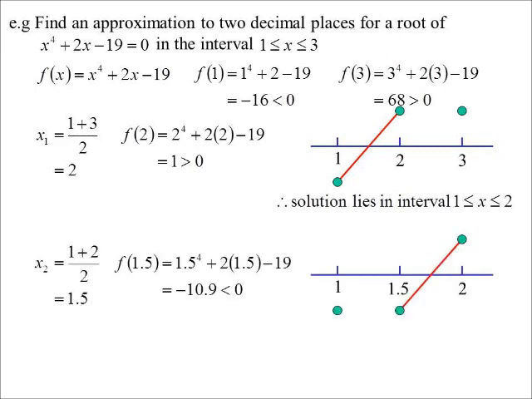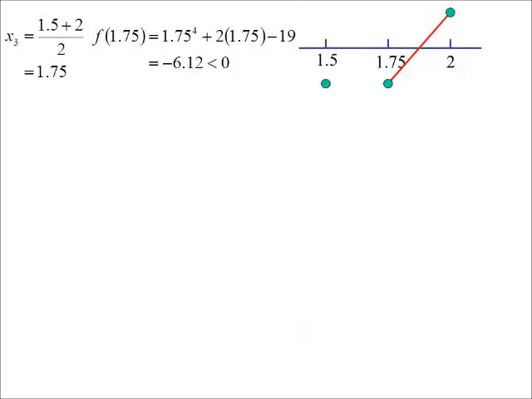Let's halve that one. Let's try 1.5. And whoa, minus 10.9, so no. But again, I could do the same sort of idea and say, well, hang on. If 1.5 is negative, I now know the solution must be somewhere in between 1.5 and 2. So I'll average that. And I get 1.75. No good, negative 6.12. So let's try again. So now I know the solution must be somewhere in between 1.75 and 2.